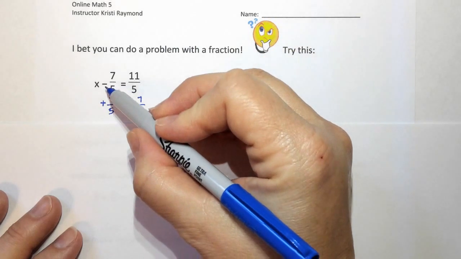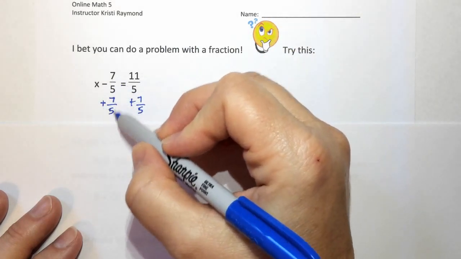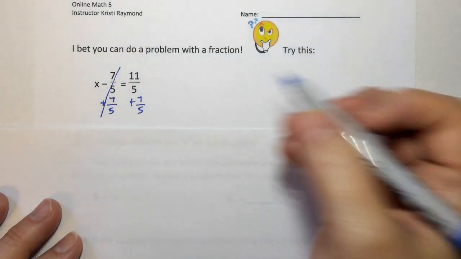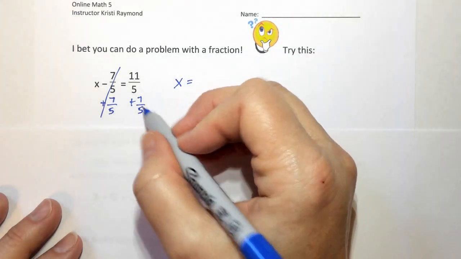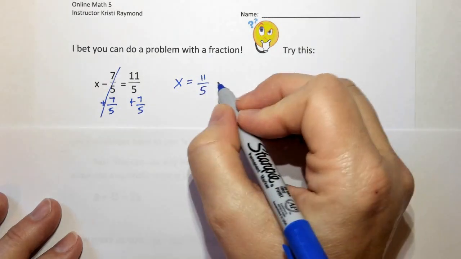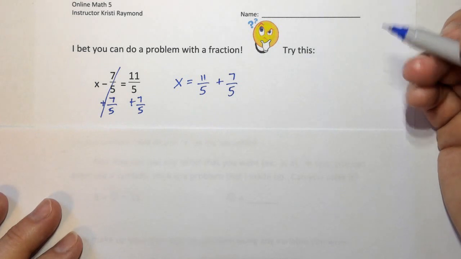You're taking the whole term over here. All right, if I'm subtracting 7/5 here, and then I'm adding 7/5 here, these are just going to cancel out. I'm left with x by itself on the left of my equal sign. And I'm going to write this part out here. I have 11/5 plus 7/5.